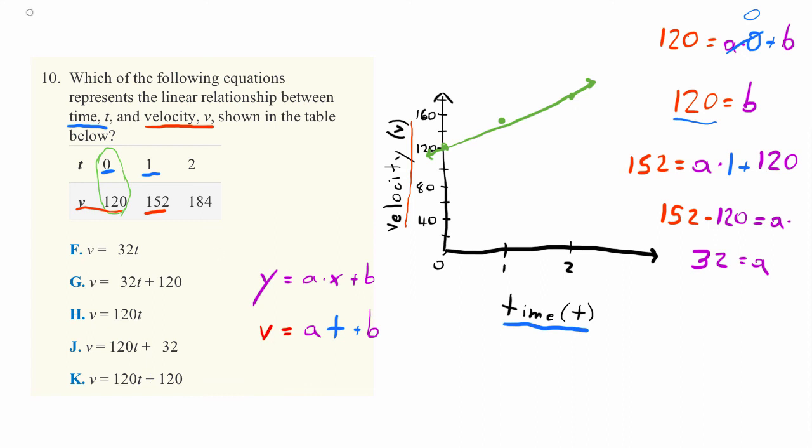Plugging this all back into our original equation, we have v is equal to a, which we now know is 32, times t plus b, which we said was equal to 120. And that leads us to the correct answer here, G.